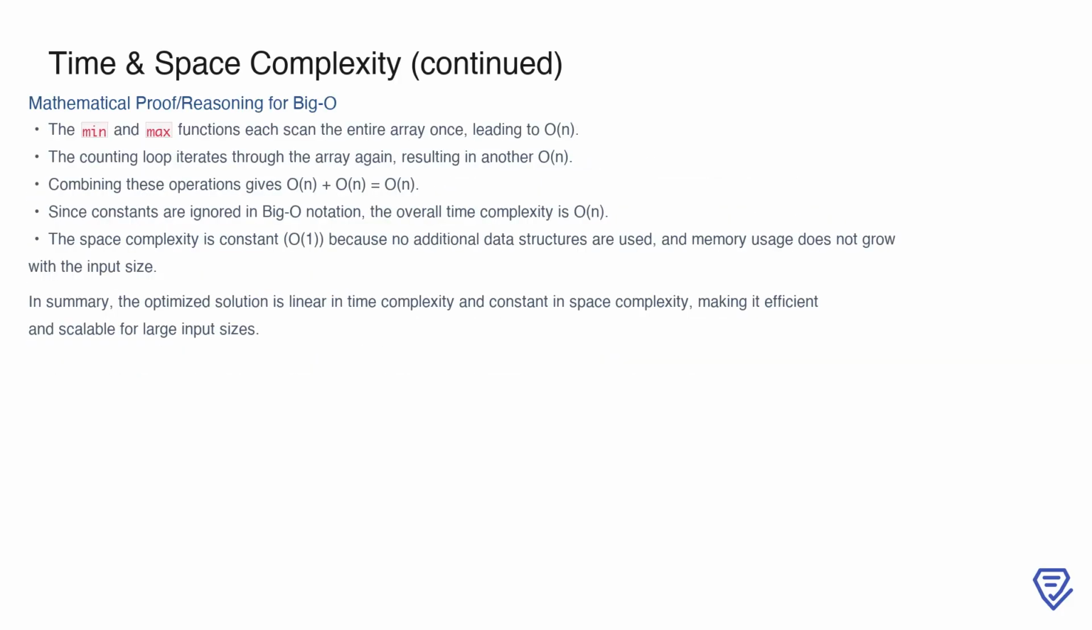Finally, let's summarize the mathematical reasoning behind the big O analysis. The min and max functions each require a full scan of the array, contributing O(n) time complexity. Similarly, the counting loop iterates through the array once, adding another O(n). When we combine these two operations, the total time complexity becomes O(n) plus O(n), which simplifies to O(n). In big O notation, constants are ignored, so the overall time complexity remains O(n).